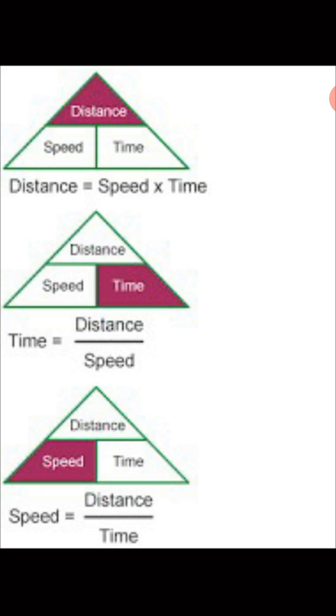So hence the three formulae. Distance is speed into time. Time is equal to distance divided by speed. And speed is distance divided by time. So instead of remembering all these three formulas, if you just remember that triangle, from that triangle you can derive all these three formulae.